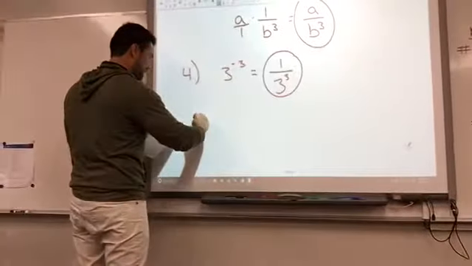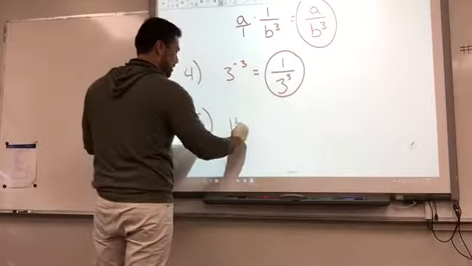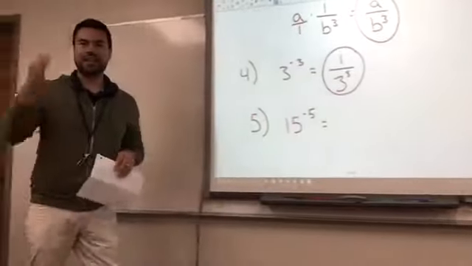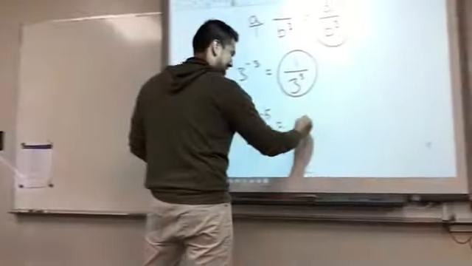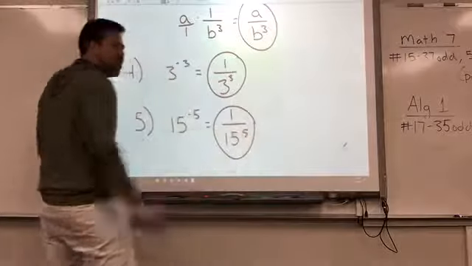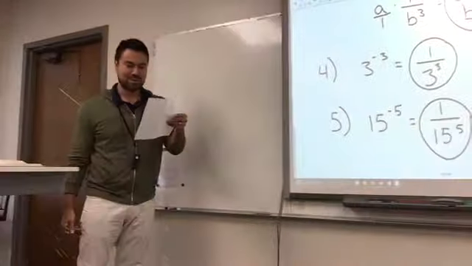Number 5. 15 to the negative fifth. How would I write that, Max? 1 over 15 to the fifth. 1 over 15 to the fifth. Wow. Good job, guys. You guys are pretty much nailing this.